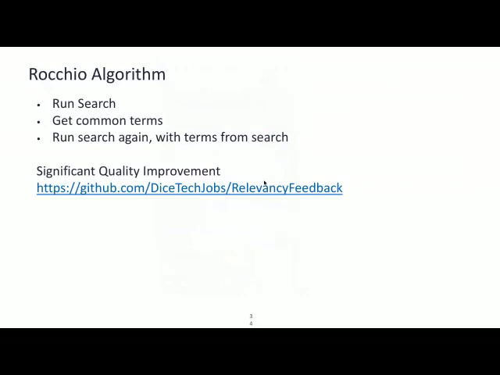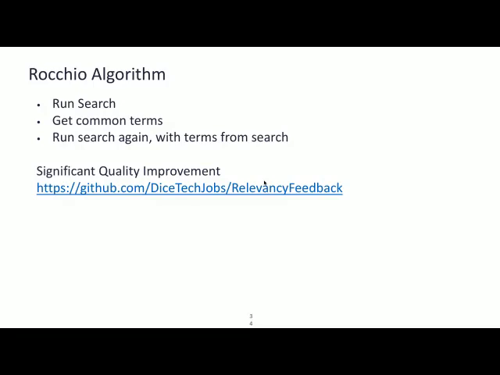So there's a non-machine learning approach to tuning search, which is very effective and very fast, called the Rocchio algorithm. This was invented in the early 70s. And it's worth noting that, since I mentioned job search, I actually saw a talk by someone at Dice who did an excellent overview of this at a Solr conference.